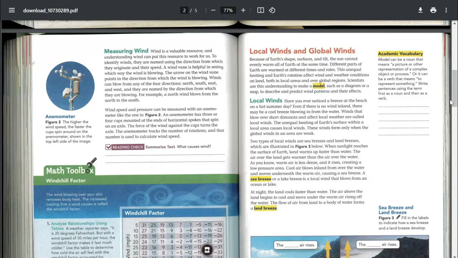Winds can blow from any of the four directions, north, south, east, and west, and they are named by the direction from which they are blowing. For example, a north wind blows from the north to the south. Wind speed and pressure can be measured with an anemometer like the one in Figure 2.